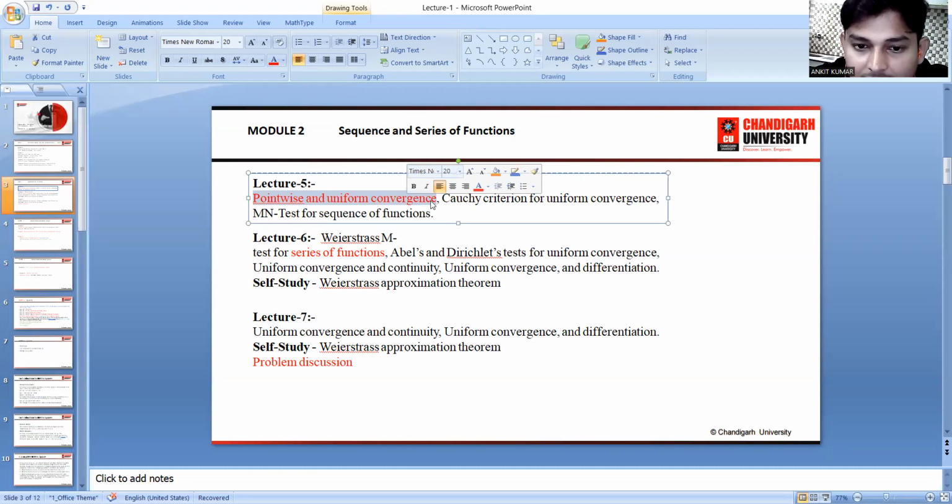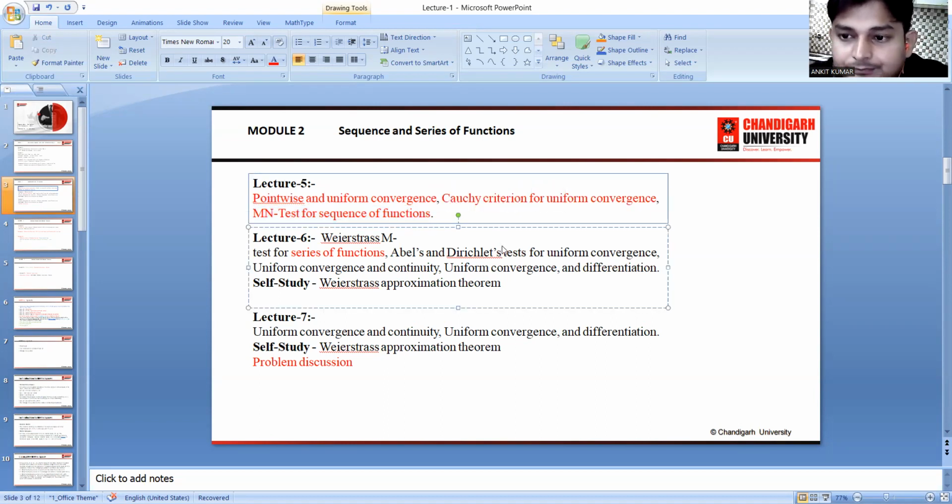So in lecture 5, this is the most important part: Cauchy criterion, M_n test. These are the most important parts. After that, Weierstrass's M test for series of functions, Abel's and Dirichlet's tests for uniform convergence, and continuity, uniform convergence and differentiation.